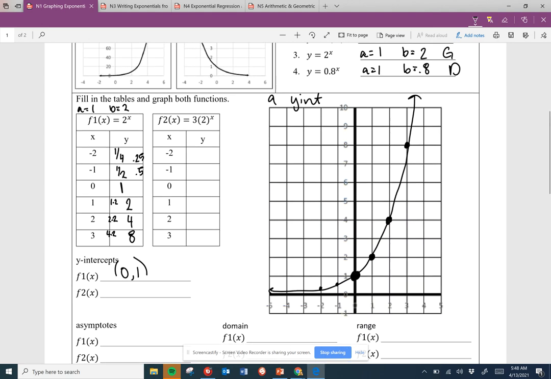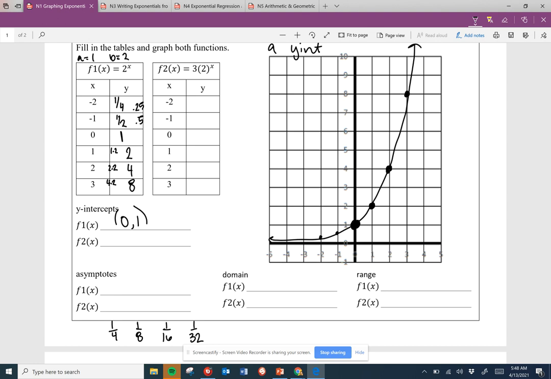So that is called an asymptote. The asymptote means what line this graph is getting closer and closer to without actually touching it. And the answer to that is going to be y equals 0, since it's a horizontal line.